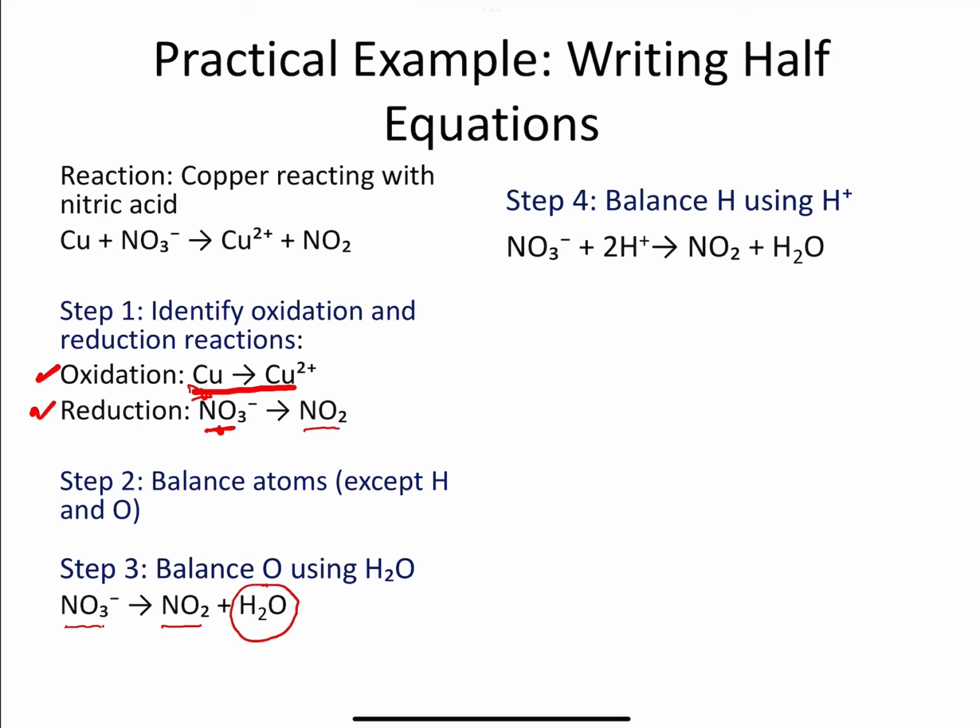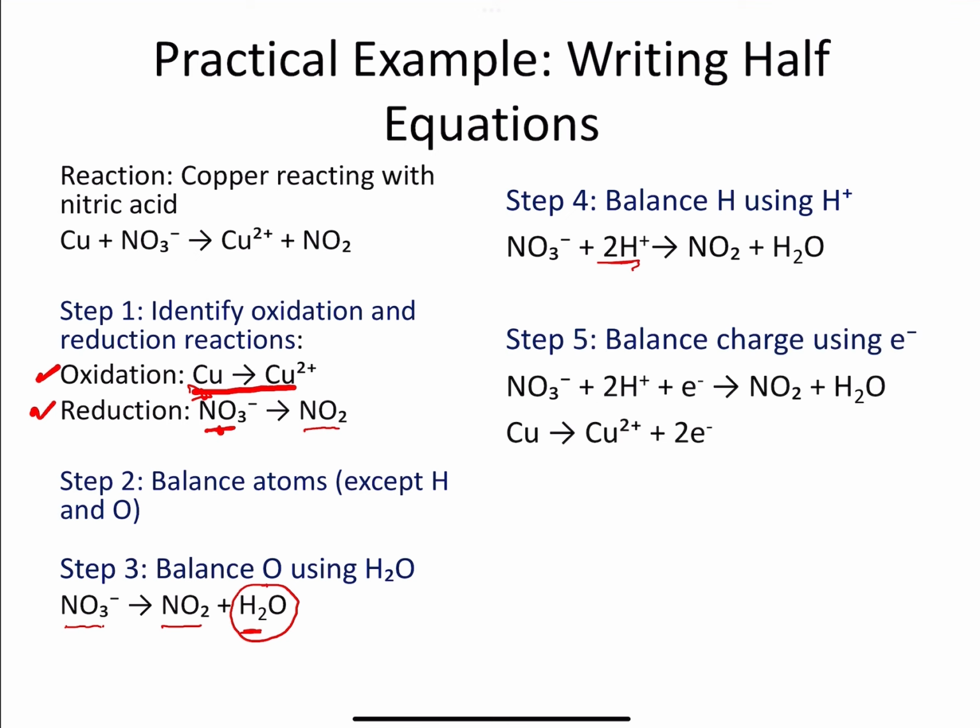Now we need to balance the hydrogens, because the hydrogen is not balanced now, using H+. We can see from the equation in step 3 that there are 2 hydrogens on the right-hand side, so we need to balance that by adding 2 hydrogen ions, or 2 H+, on the left-hand side. The final step is to balance the charge using the electron.